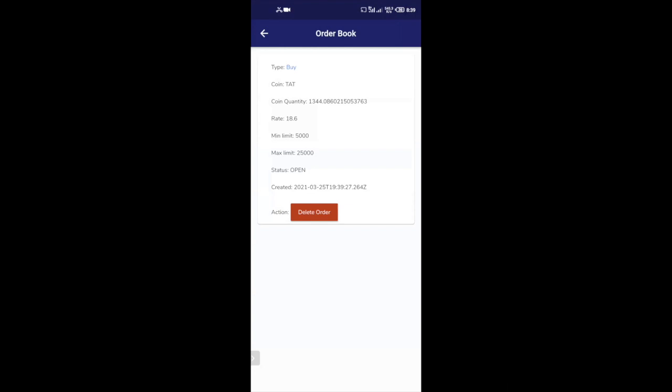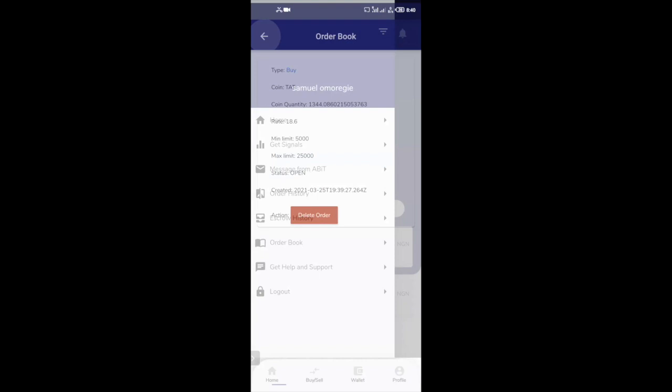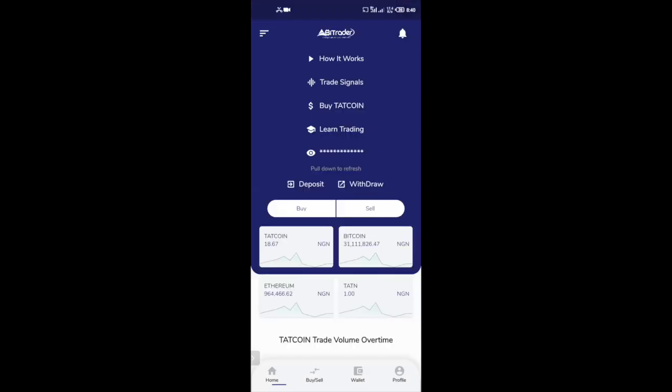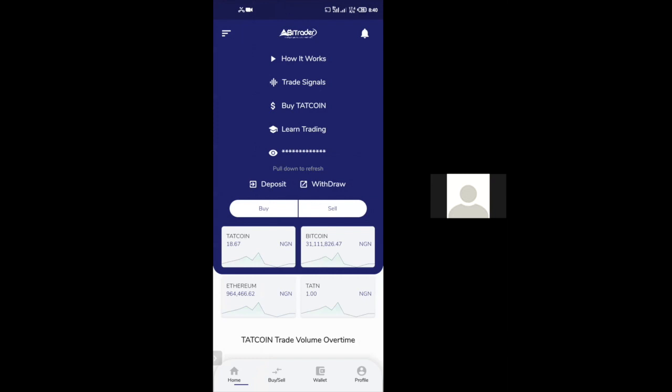Now you have decided to buy, you are buying, and what do you want to buy? Tatcoin, okay? The quantity at which you are buying, the minimum amount, and the status, which will be paid with someone. Like I did an order yesterday. I bought some coins yesterday, and the person called me, okay? So I was called to know how to go about the whole process of buying and selling.